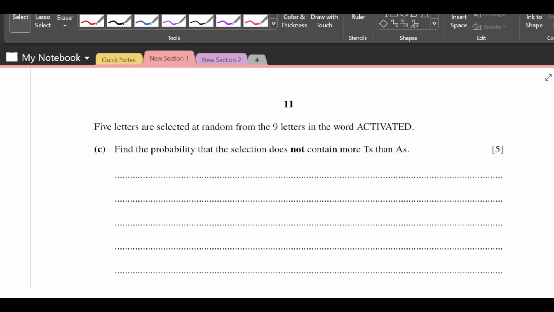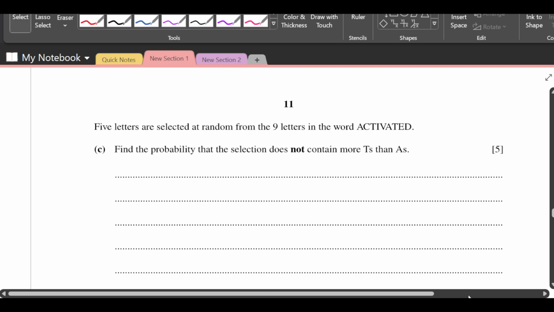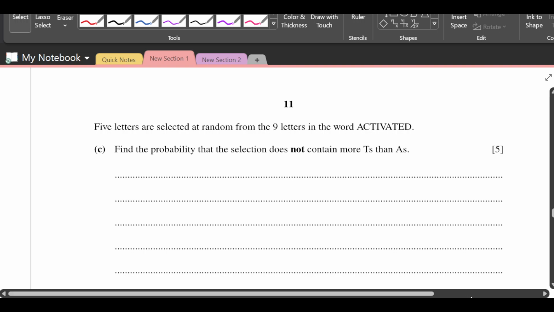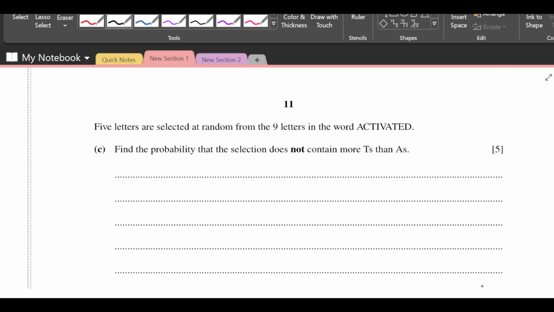Now here the third question. Five letters are selected at random from this nine-letter word. Find the probability that the selection does not contain more T's than A's. So there will be more A's. More A's means there could be one A and no T, or there could be two A's.